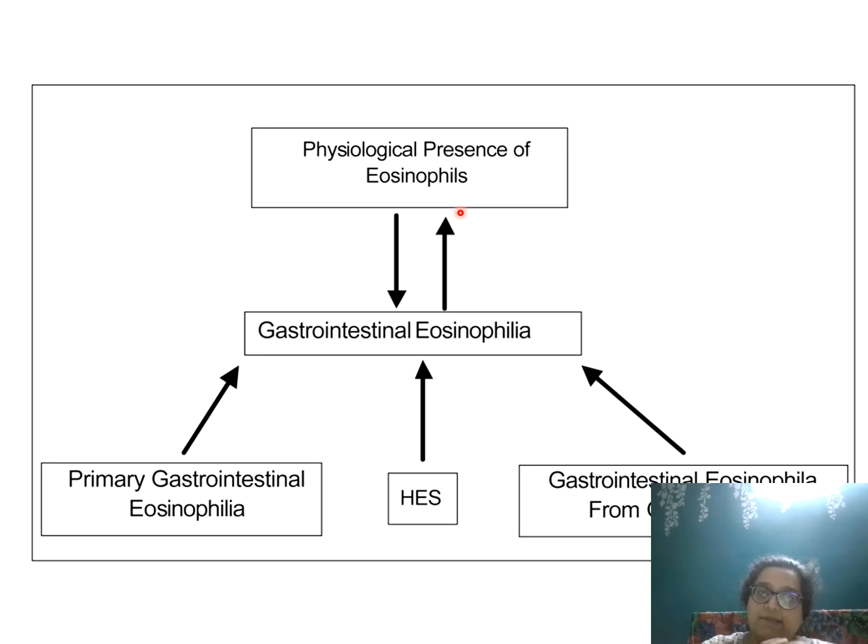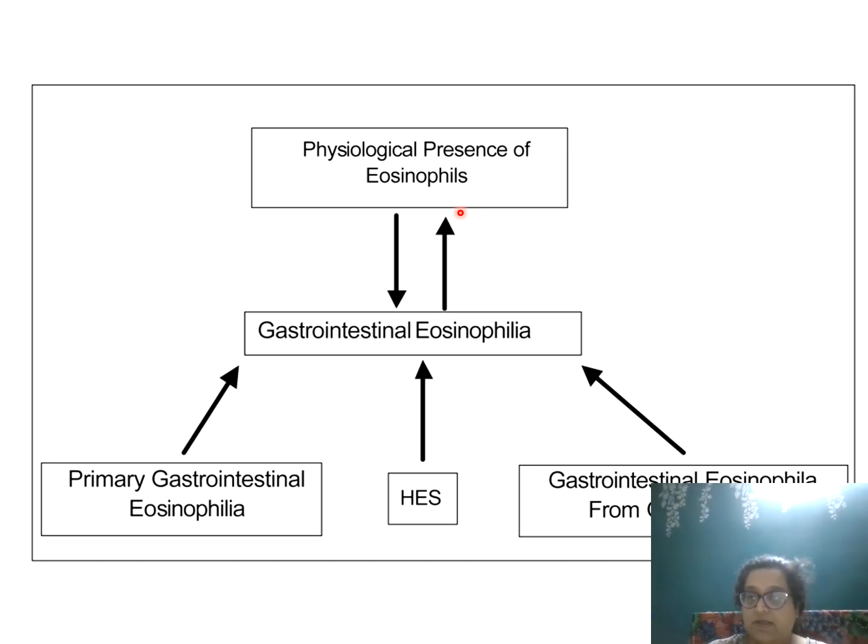So hence it says the physiological presence of eosinophils is reversible with a gastrointestinal eosinophilia. When normal eosinophils are present, you are normal, nothing is happening. But if you are prone and you take cow milk, and if I have a cow milk protein allergy, that inflammation will flare up and more eosinophils will be attracted. And I'll have diarrhea, vomiting, failure to thrive, and so on and so forth.